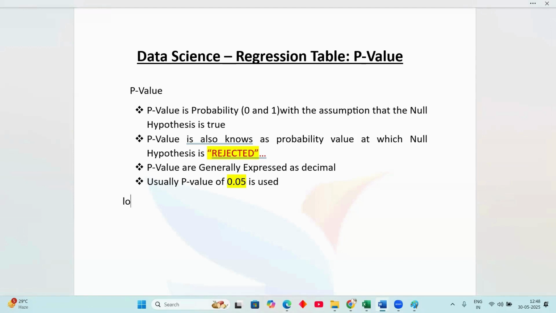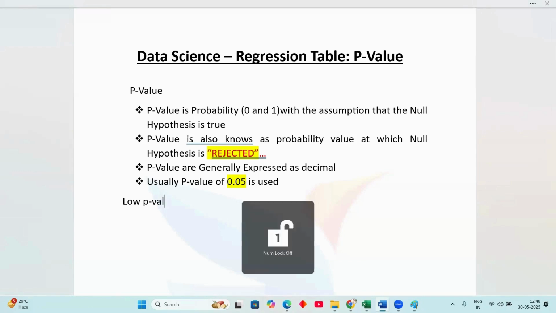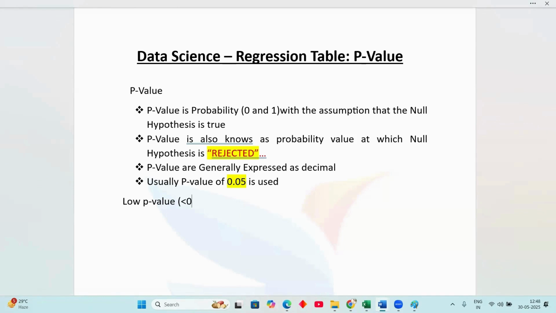So here we consider a low p-value as less than 0.05, and here we have a high p-value, which is greater than 0.05.